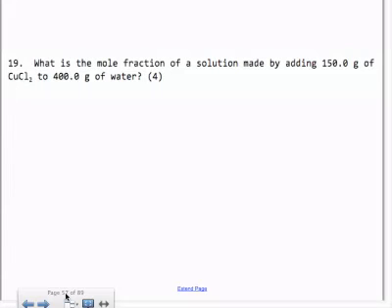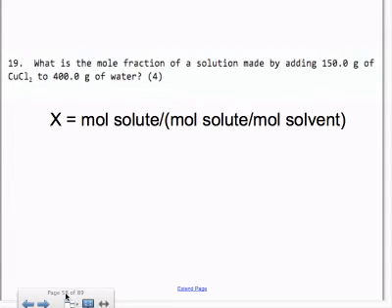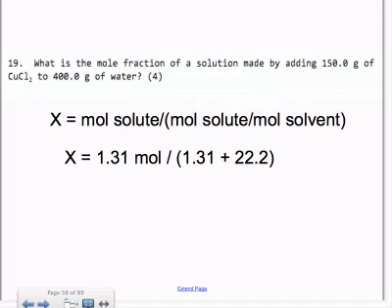All right, the mole fraction of a solution made by adding 150 grams of copper chloride to 400 grams of water. Well, the mole fraction is the number of moles of solute divided by moles of solute plus moles of solvent. Okay, so first we have to convert both of these things to moles. Moles of copper chloride would be 150 divided by the mass of CuCl2. You'd add all that from the periodic table.